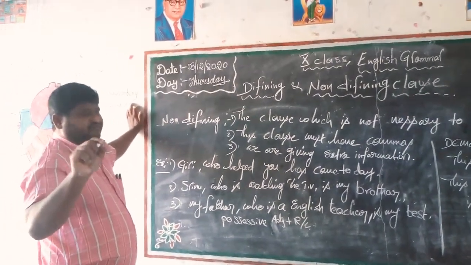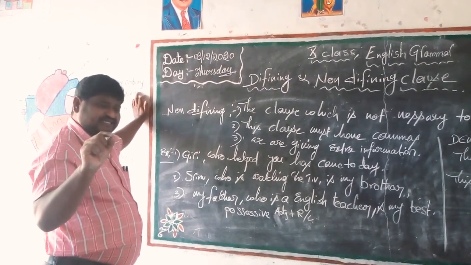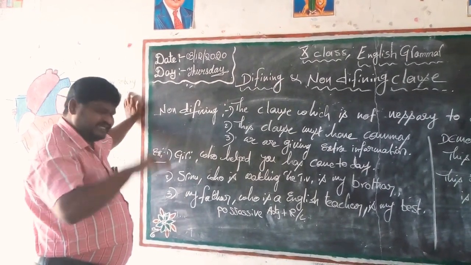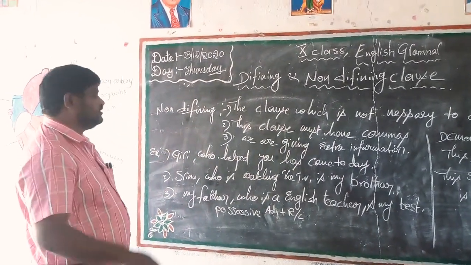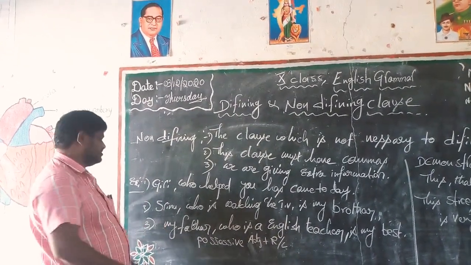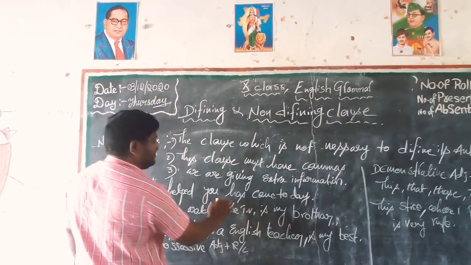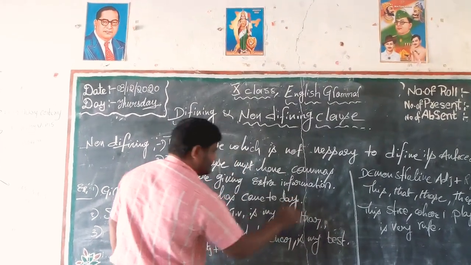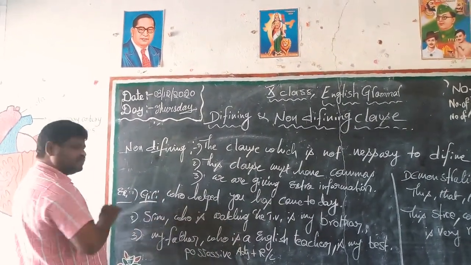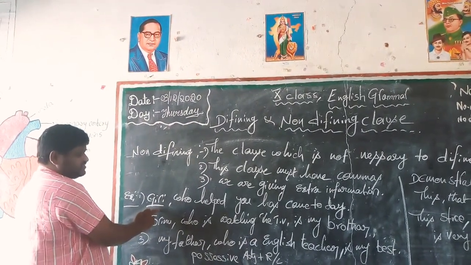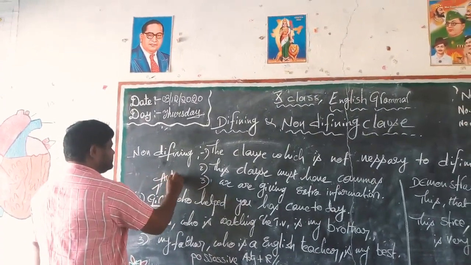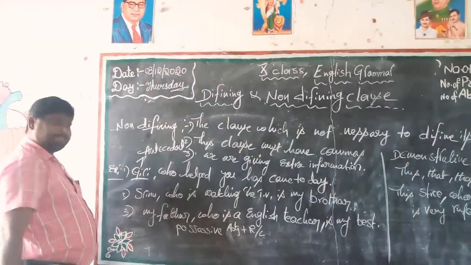Friends, in the defining relative clause sentence, it does not give particular information. I told you in the previous video. But here, in the non-defining relative clause, he has to mention it particularly. For example: He who helped you has come today. Who is that? Who helped you? Giri. Here, he has to tell particularly who it is, Giri. This is the antecedent. Particularly, he has to mention.